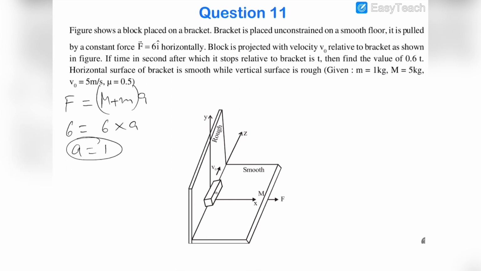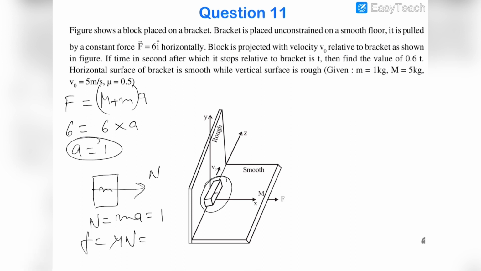So this is the acceleration, and this block is experiencing a friction force. The normal reaction N acting on this block by the wall would be equal to ma, and obviously m is 1 and a is 1, so it is 1, and friction would be mu into N. So friction would be half, because mu is half, and F would be equal to ma, where a is the retardation of the block and m is 1, so a will be half. So this block would be retarding with a retardation of half meters per second square.